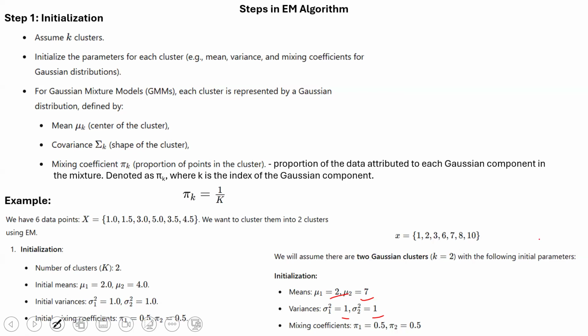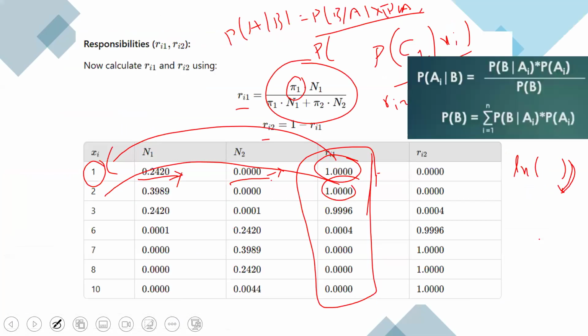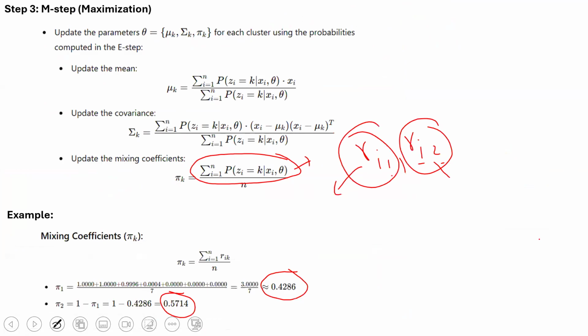In the expectation step, you will calculate the likelihoods and the prior probabilities. By using the likelihoods and prior probabilities, you will calculate the posterior probabilities using Bayes theorem. That is what the expectation step is. Once the likelihoods, posterior probabilities, and responsibilities, which are the posterior probabilities, are calculated, in the third step, which is the maximization step, you will update the values of mean, variance, and mixing coefficient for every cluster.